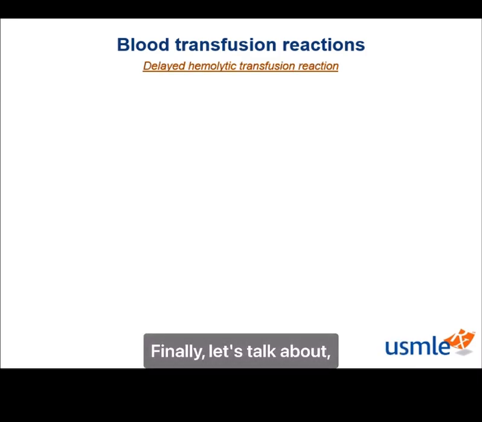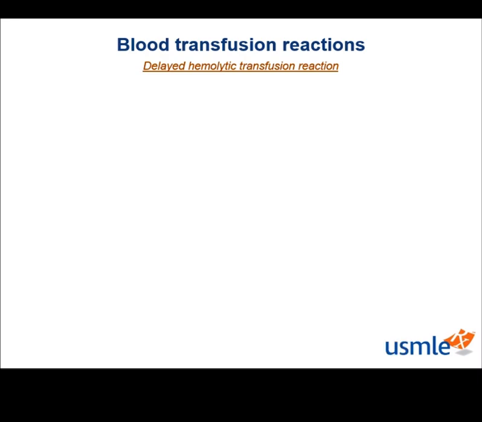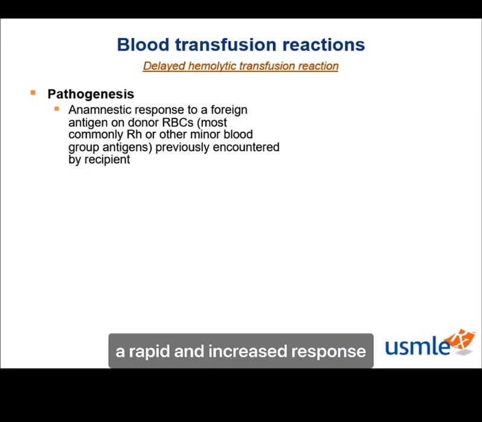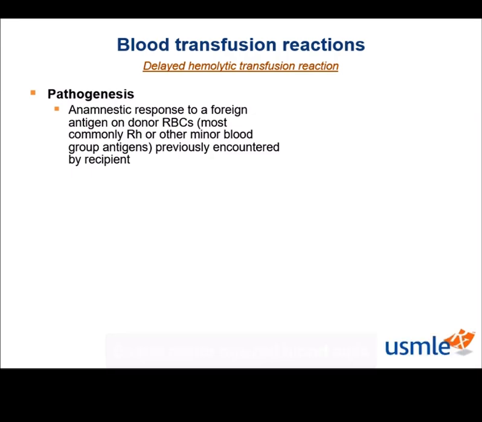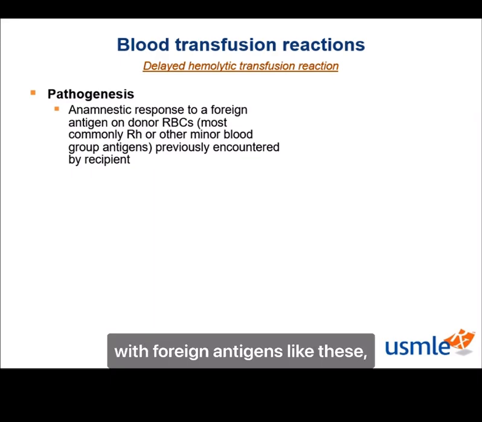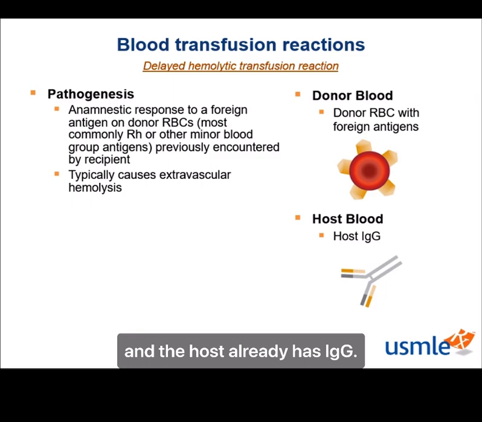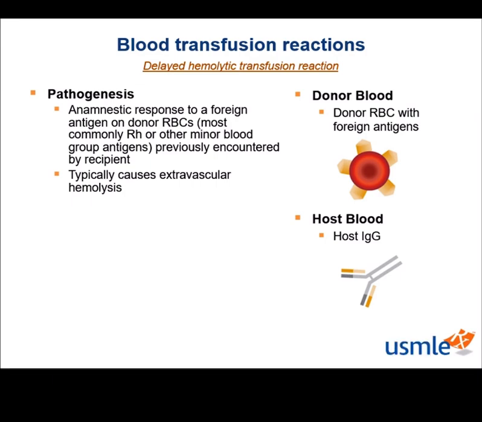Finally, let's talk about delayed hemolytic transfusion reactions. These are anamnestic responses, which means a rapid and increased response to something that previously was encountered before. So the donor has red blood cells with foreign antigens like these, and the host already has IgG. So because of this, there is typically an extravascular hemolysis of red blood cells.